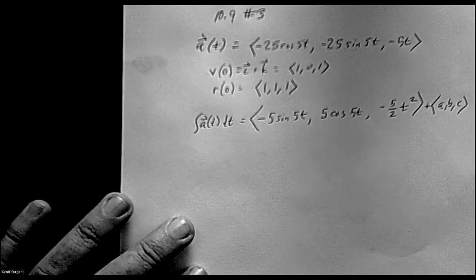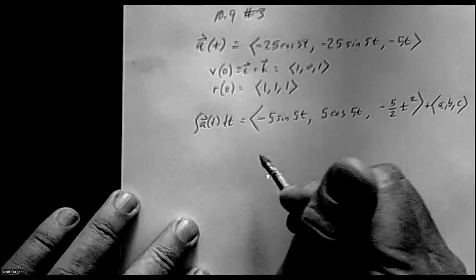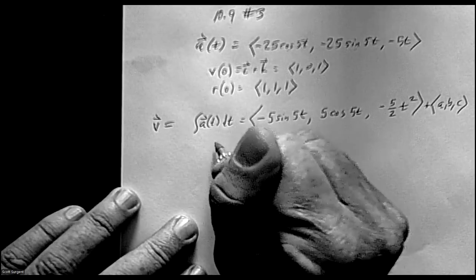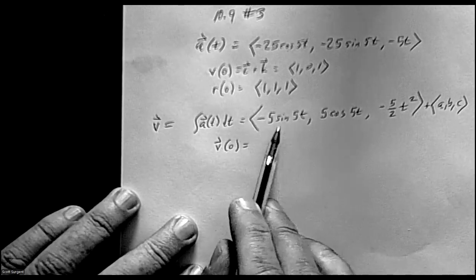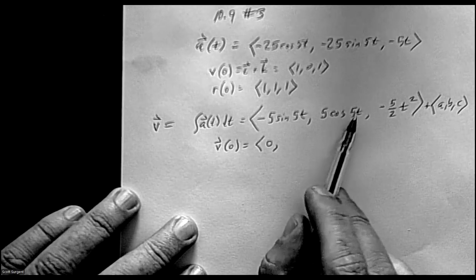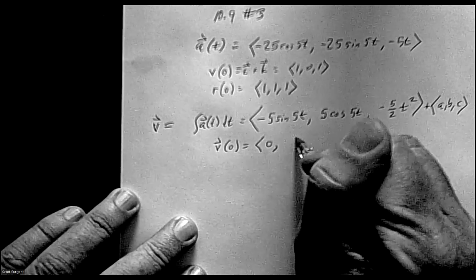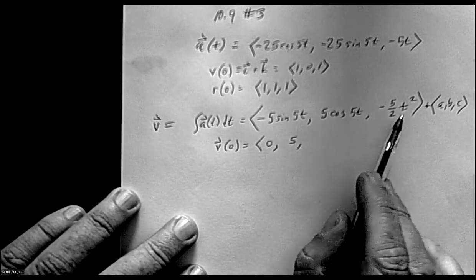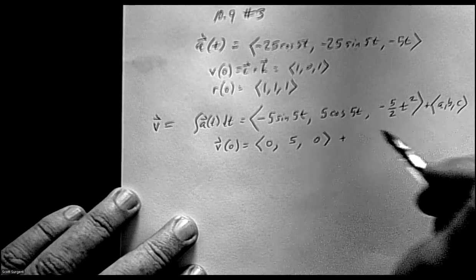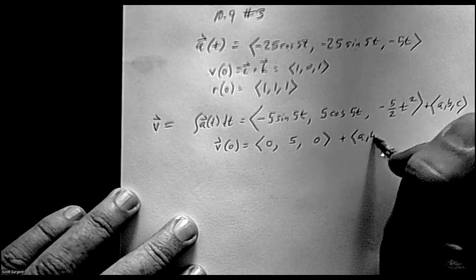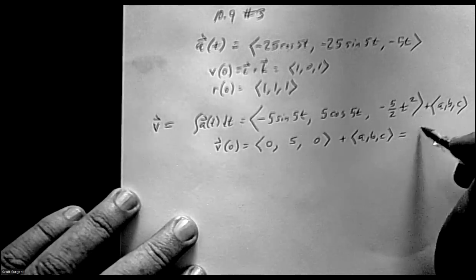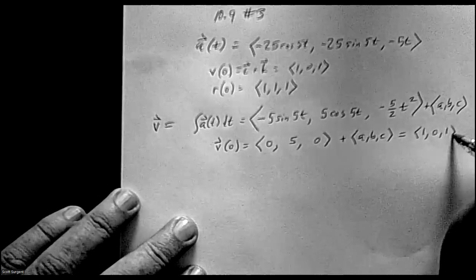There's 3 constants, one for each part. So what you do is you plug in 0. Now the sine of 0 is 0. The cosine of 0 is actually 1. So you have 5. And this will be 0. And we're adding the constants A, B, C, and we're trying to get from that what was i plus k, which is 1, 0, 1.